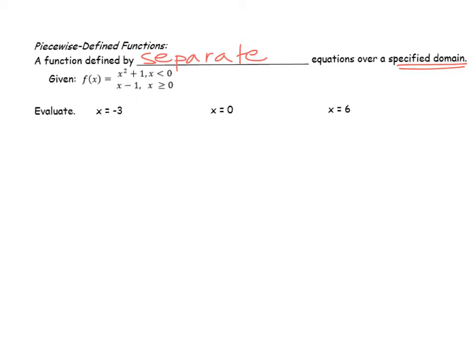That means you'll plug it into the top row, so plug in here, if the value for x that you're using is less than 0. Otherwise, plug in here, in that second row, if your value for x is greater than or equal to 0. Ultimately, you just want to figure out which row makes sense for your value of your input. So let's try just a couple of examples.